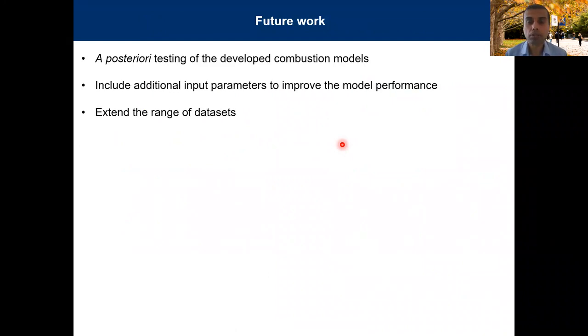What we have done so far is a priori testing, just looking at the DNS data, filtering them, and seeing how the model performs. But if you want to do a real test, we have to actually implement the model in an LES solver and see how the model performs. This is something we are working on. There is room for improvement, so we can include additional input parameters. As I said, for example, if you have annihilation events that need a special treatment, this is where the GEP can help you. And obviously, the more data you have, the more comprehensive a model you can build.